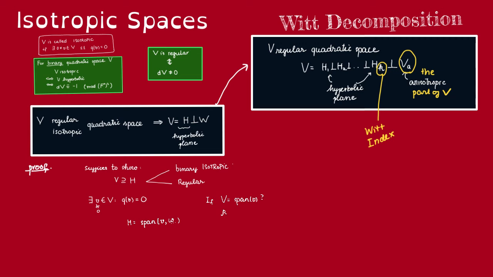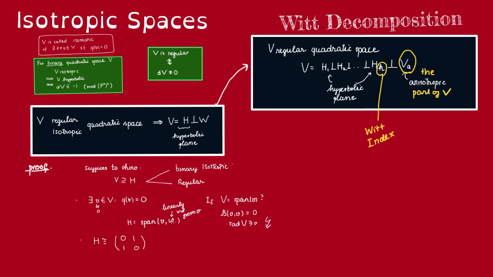Well then, because the quote-unquote norm of v is 0, that means v must be orthogonal to itself and thus orthogonal to everything in span v. So in that case, if the vector space V is just the span of v, then it must not be regular because its radical contains little v, so that would be a contradiction. And so the vector space V must contain some vector linearly independent from v. It must have dimension at least 2. Right, so we can find this w linearly independent from v. And this space H must therefore be binary and isotropic, so it must be a hyperbolic plane.